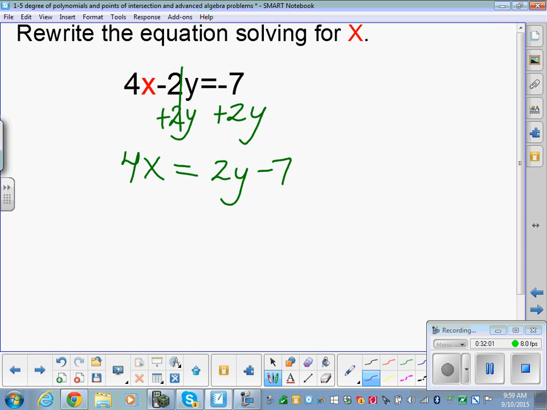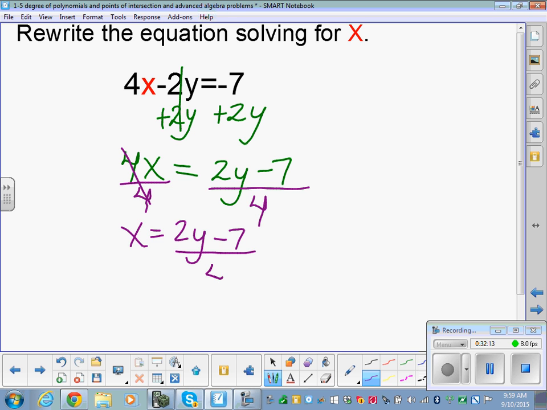Next step to get X alone, what am I going to do? 4 was multiplied to X, so what will we do? Divide by 4. Divide both sides by 4. All right, so we have X is equal to 2Y minus 7 over 4. We have now solved for X. We've reached our goal, but using the correct algebra. Makes sense? We're going to get more and more advanced here. Stay with me.